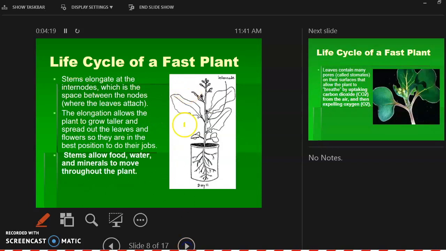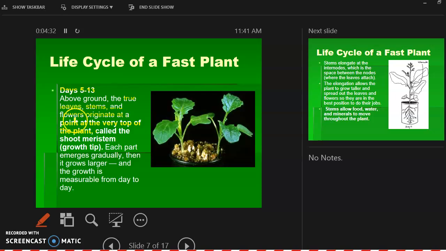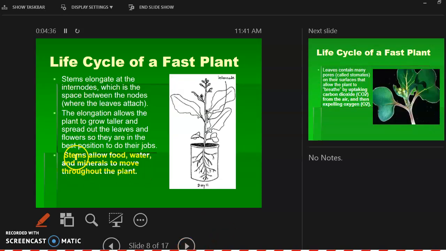Continuing on in 5 through 13, the stems are going to allow food and water and minerals to move throughout the plant. So just write that underneath where you wrote the leaves, stems, and flowers originate at the point. Just write stems allow food, water, and minerals to move throughout the plant.